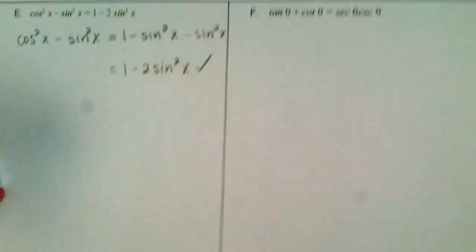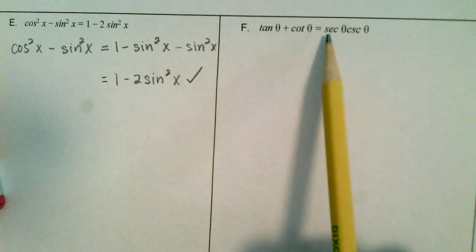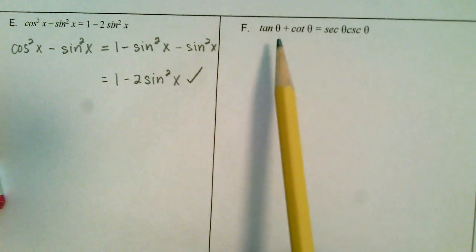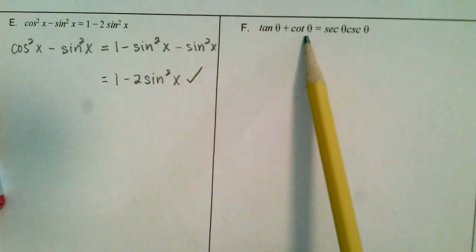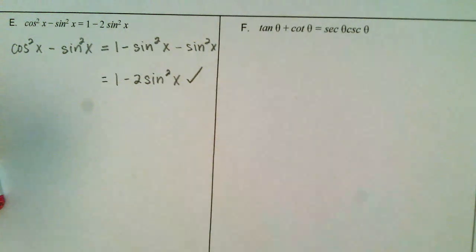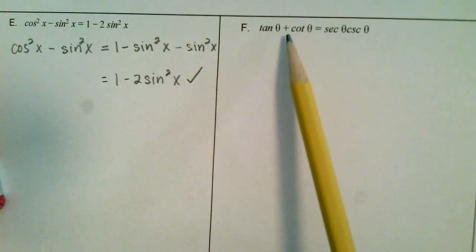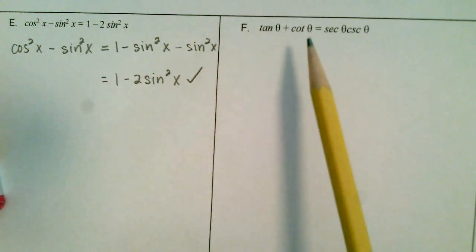Okay, our next one. Here I have tan theta plus cotangent of theta equals secant theta times cosecant of theta. This one is kind of strange to figure out which side is more difficult. We have two functions on the left side, and two functions on the right side. I will tell you, in general, addition and subtraction are more complicated than multiplication and division, because with multiplication and division, a lot of times we can divide out. With addition and subtraction, we have to find common denominators. We have to do things that are more complicated.